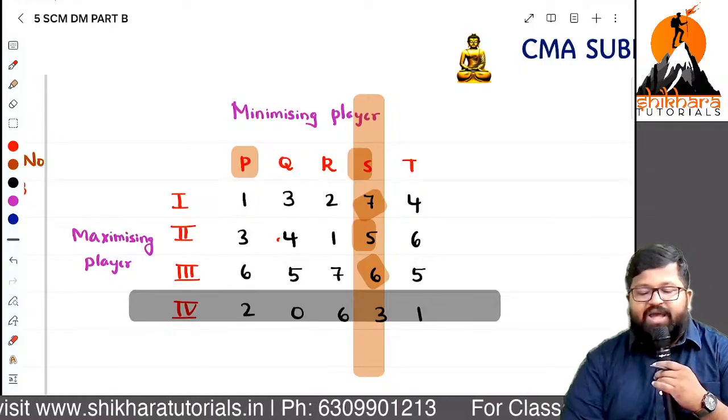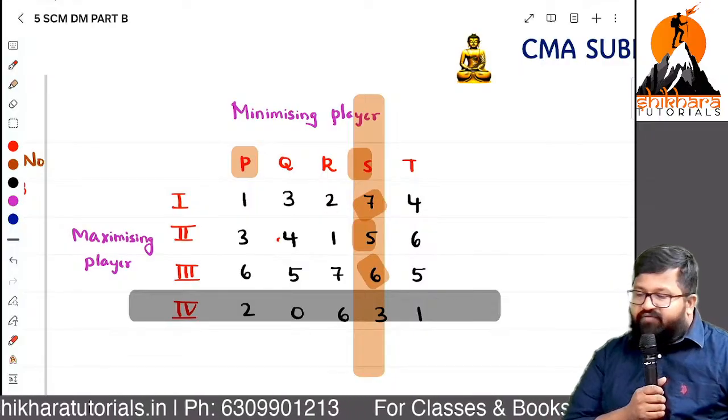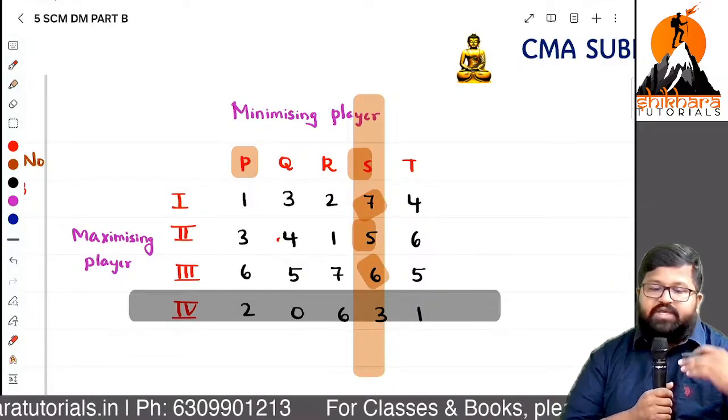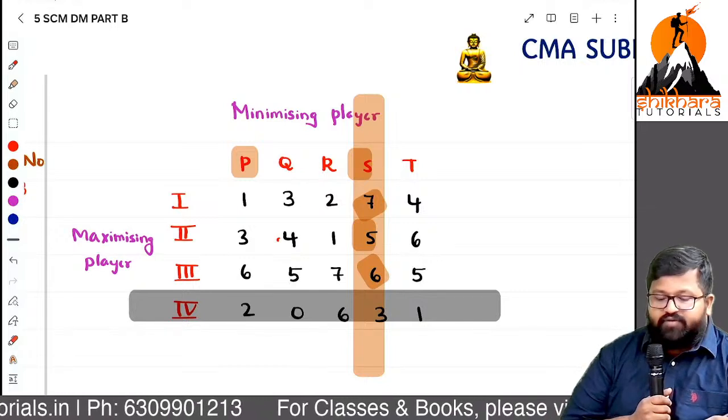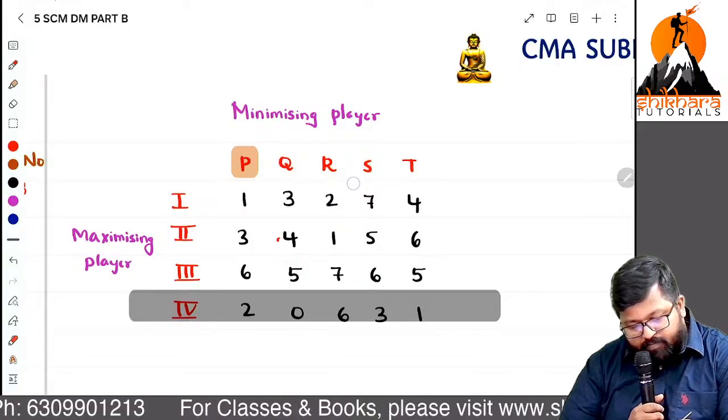So let us go with the comparison of any columns. Any chance for cancellation of columns? If no chance, then go with the comparison of rows. When I am comparing row parts, first which column can I compare?